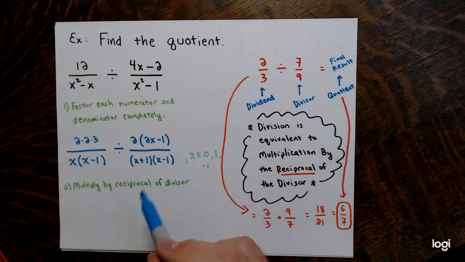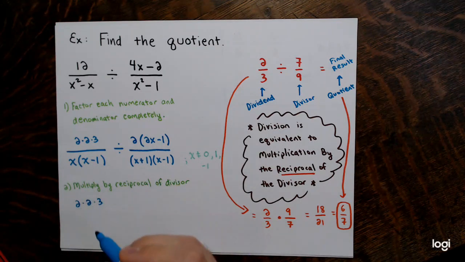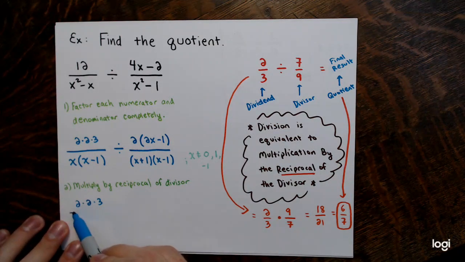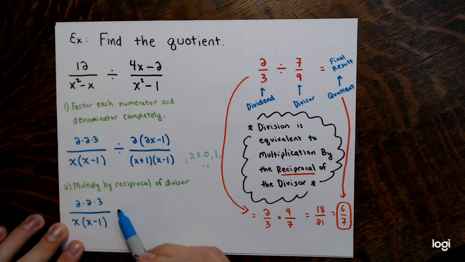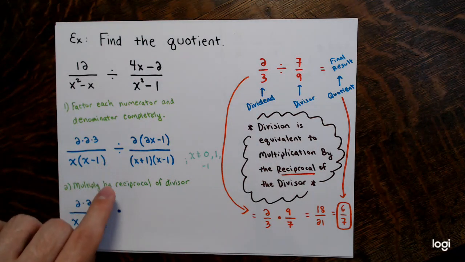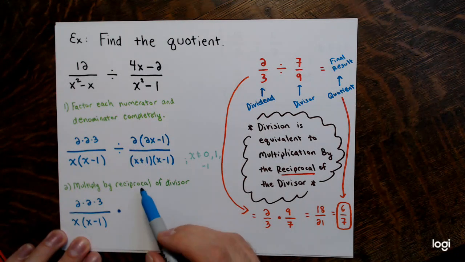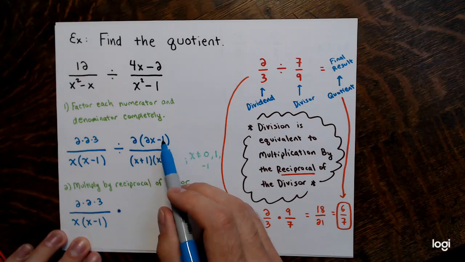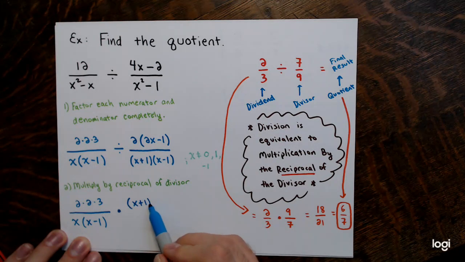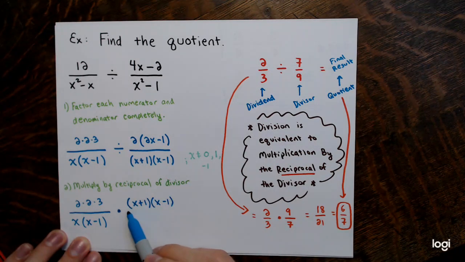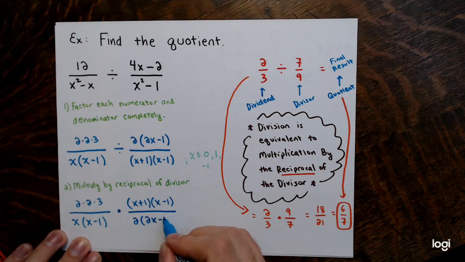This expression here is equivalent to, again, my first fraction, my dividend, which does not move. It stays the way it was. So there's your 12, 2 times 2 times 3, over x times x minus 1. And then here comes the change. We're changing a division problem to a multiplication problem. So times, and then flip this fraction. Now this becomes the denominator, this becomes the numerator. So my numerator is now x plus 1 times x minus 1, and the denominator is 2 times 2x minus 1.